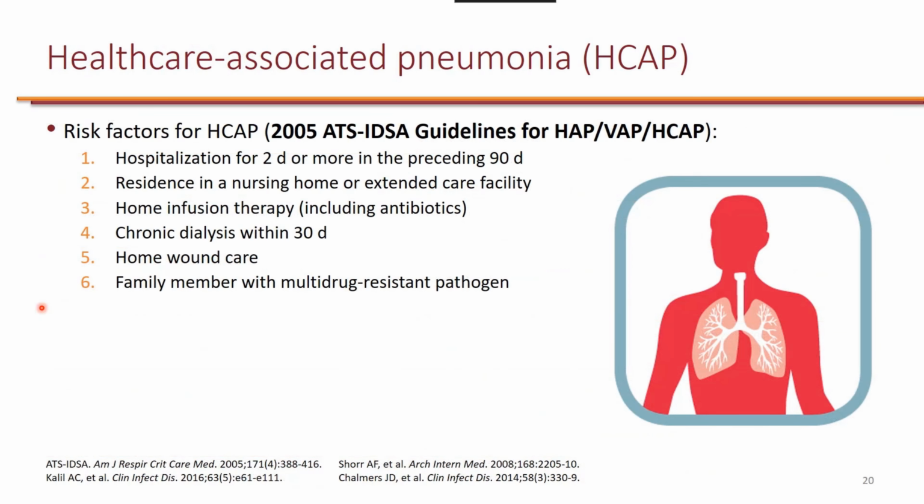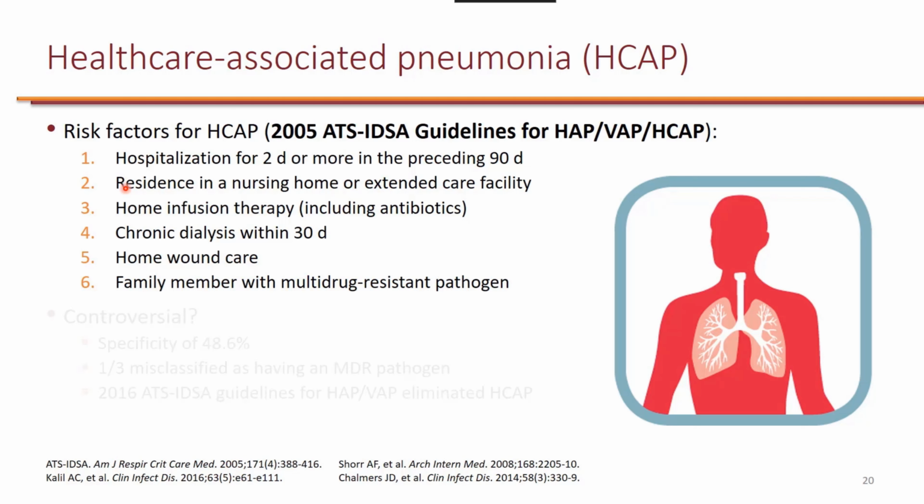Now, these are the criteria from the 2005 ATS-IDSA guidelines for diagnosis of HCAP. So you can see that if the patient meets one of these 6 criteria, they will be considered HCAP. And the reason this was significant is that, if the patient has healthcare-associated pneumonia, they are more likely to have organisms that are multi-drug resistant.